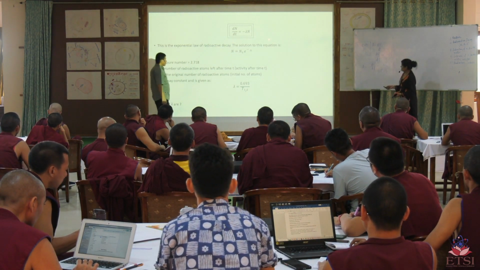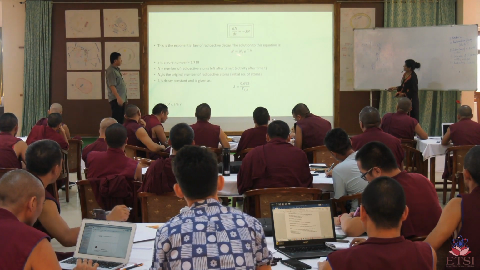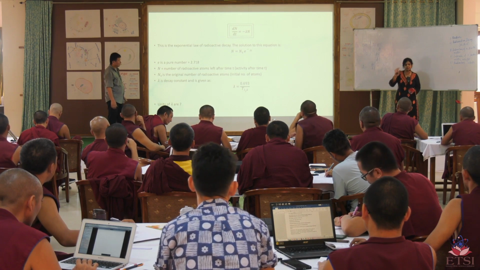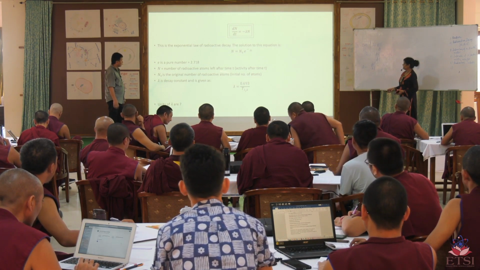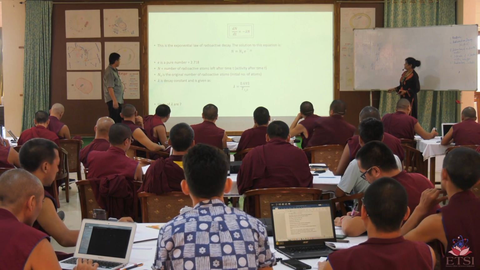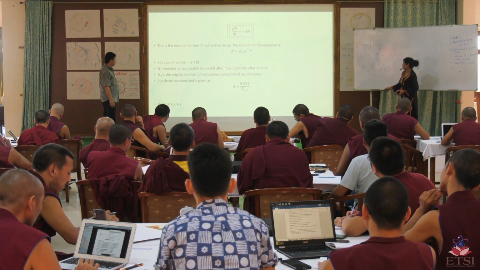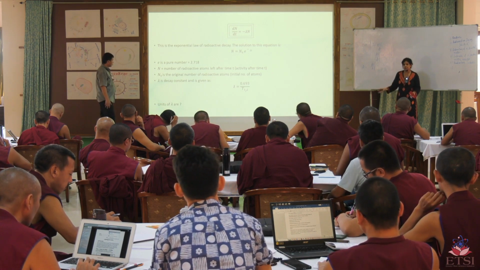So what is n here? Let's start with n naught actually. N naught is the original number of radioactive atom before it decayed. Let's say after time t, this is the number of radioactive atoms left after like some period of time, let's say t. So activity after time t.